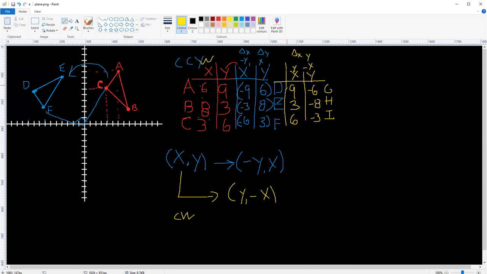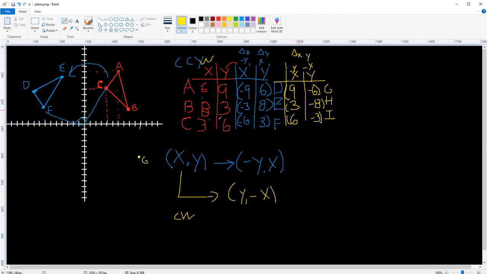Okay, see, the plotting goes a little smoother than last time. All right, so point G is going to be 9 and negative 6. So 1, 2, 3, 4, 5, 6, 7, 8, 9. And then negative 6. 1, 2, 3, 4, 5, 6. So it's going to be somewhere about right here. So this is point G.